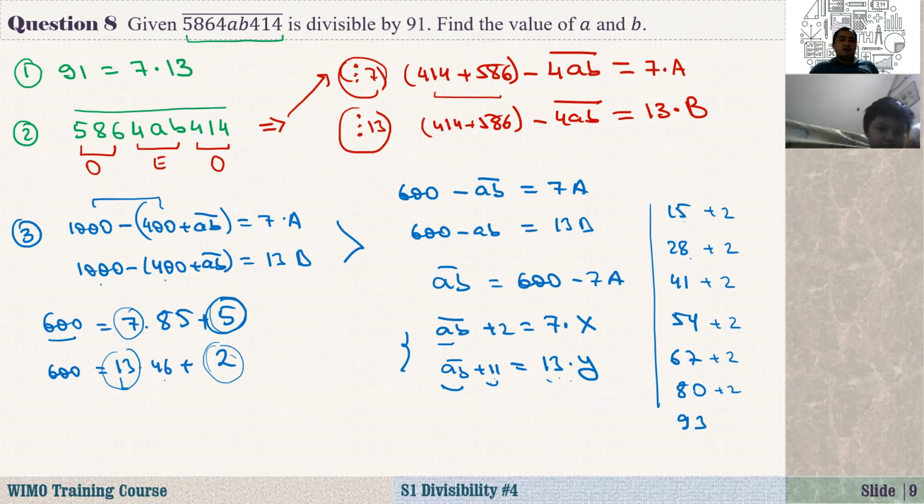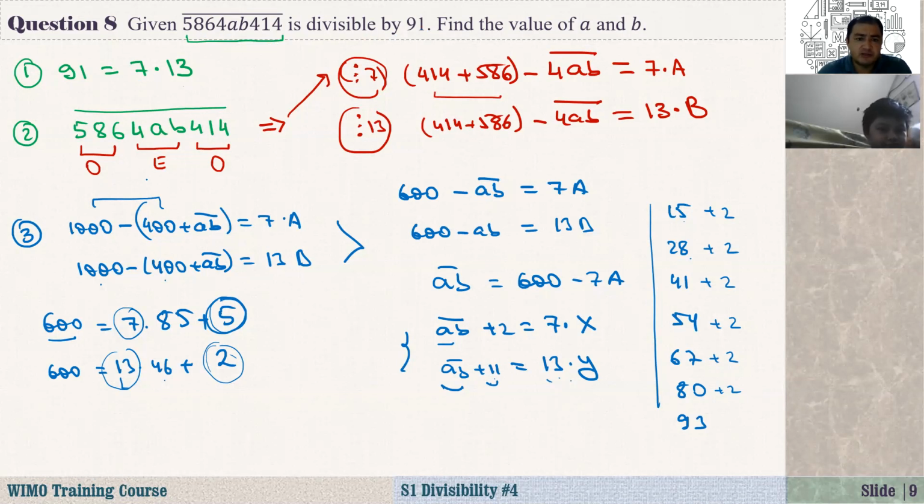Okay, Carol, now let's think one more time about the divisibility, and let's see if you can see the mistake. Otherwise maybe I will solve this later and share it with you. So here we have 586, AB, 414. Our question is correct, and it's divisible by 91. 91 is 7 times 13, right?